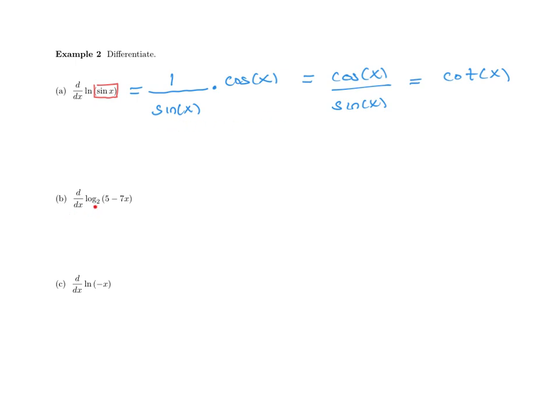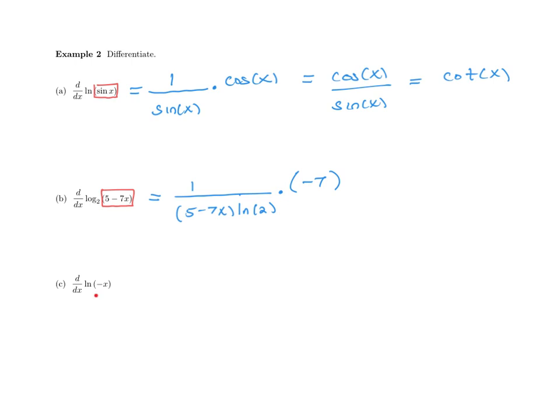Now, what about the derivative of log base 2 of 5 minus 7x? Well, for this one, if we're using the chain rule, we have 1 over what is composed in the function, which is 5 minus 7x. But here we have to multiply by the natural log of the base, which is the natural log of 2. The last thing to do is multiply by the derivative of what's composed in the function, and 5 minus 7x has a derivative of negative 7, and unsimplified, that's the answer too.